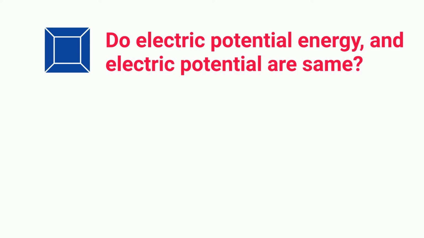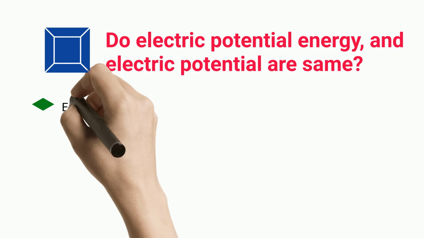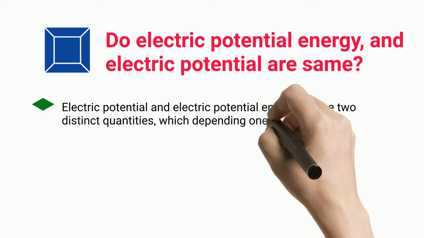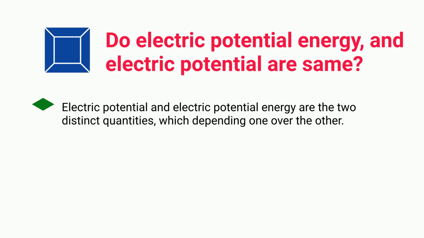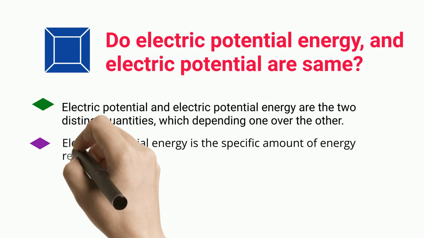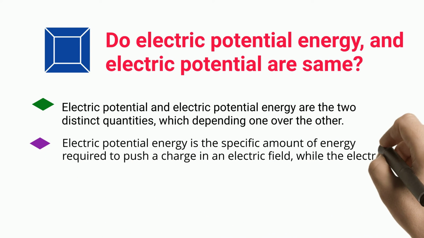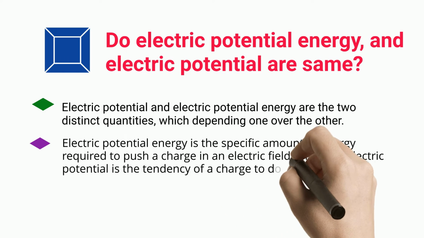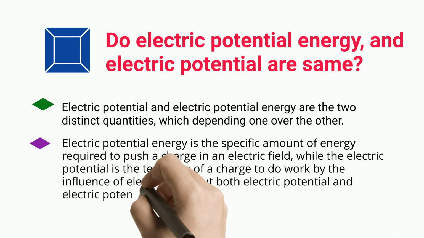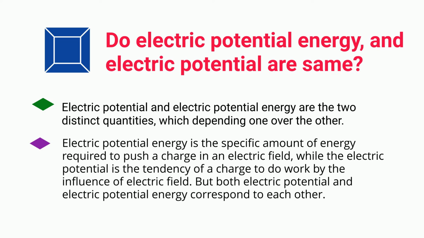Are electric potential energy and electric potential the same? Electric potential and electric potential energy are two distinct quantities which depend on one another. Electric potential energy is the specific amount of energy required to push a charge in an electric field, while the electric potential is the tendency of a charge to do work by the influence of the electric field. But both electric potential and electric potential energy correspond to each other.